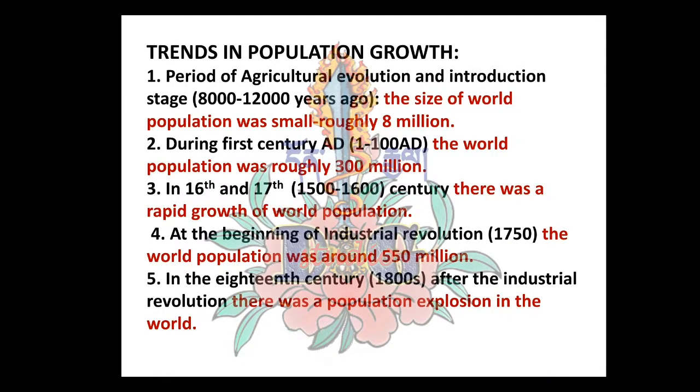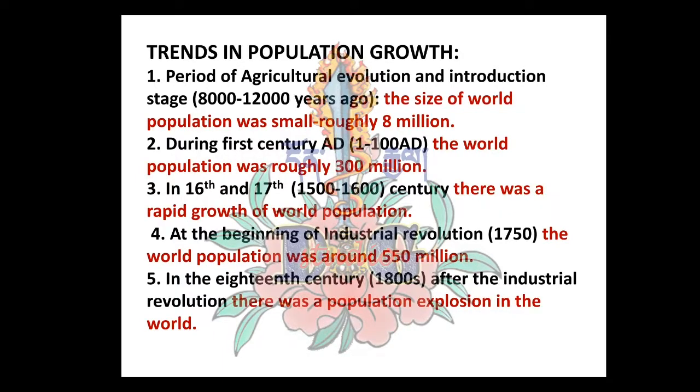At the beginning of the industrial revolution, that means the 1750s onwards, the world population was around 550 million, and in the 18th century, that means 1800, after the industrial revolution, there was a rapid explosion of world population. So this is one way that we are going to describe the growth of population of the world.